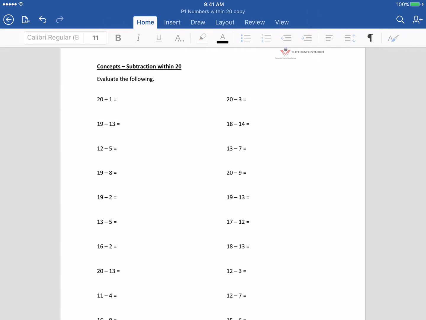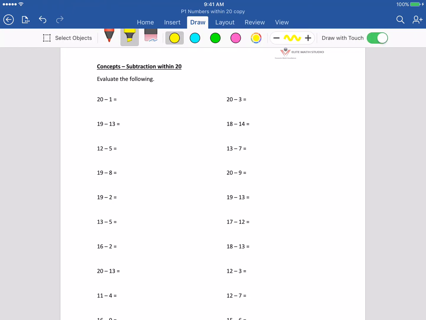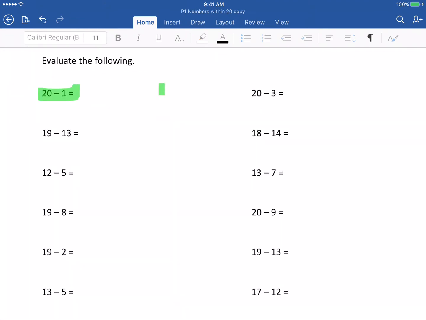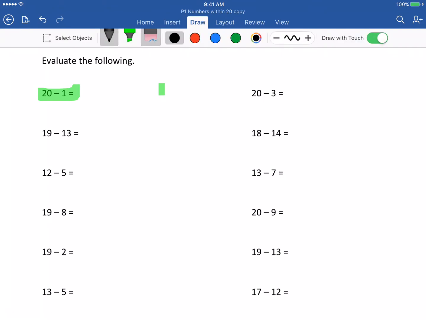Now we have done addition within 20. The next one we will do is subtraction within 20. Okay, so the first one, 20 minus 1. Let me zoom in first. 20 minus 1. If you can do it mentally, it would be good. Else we can try to do some working.